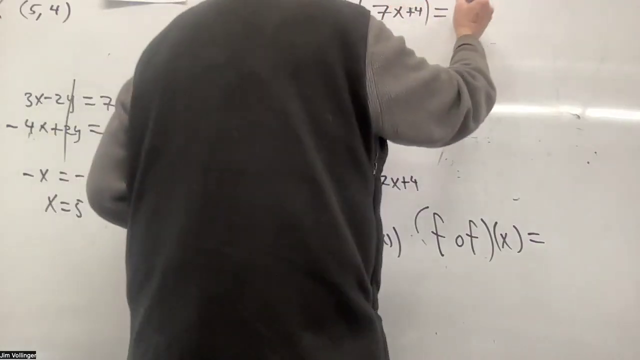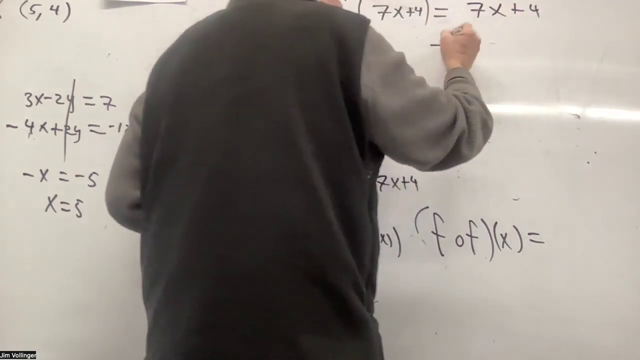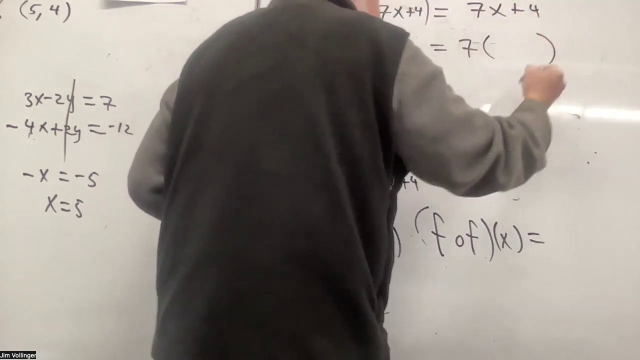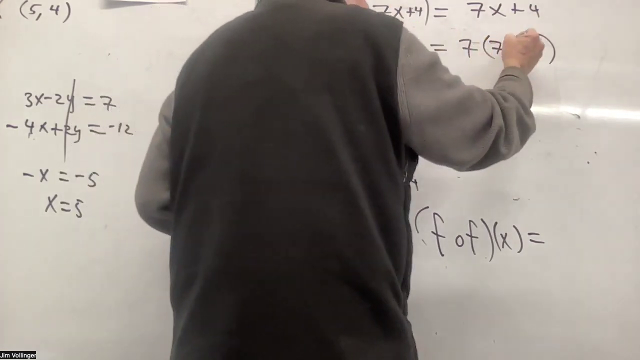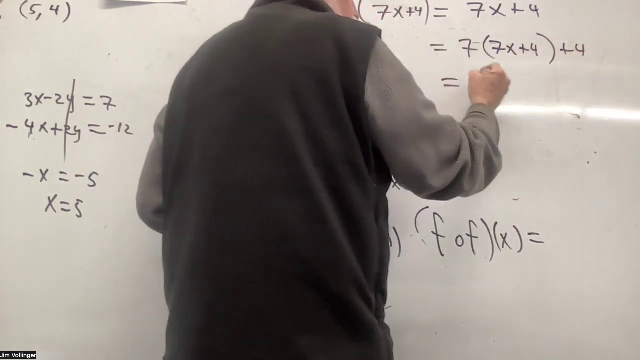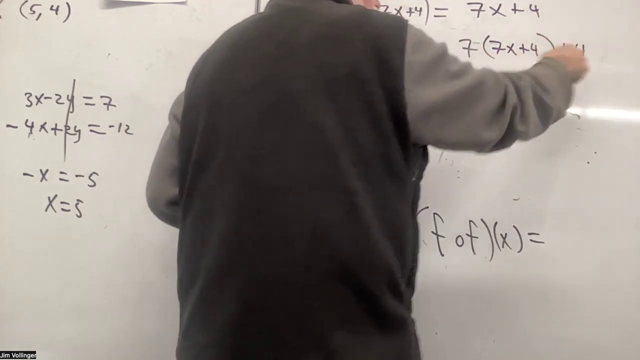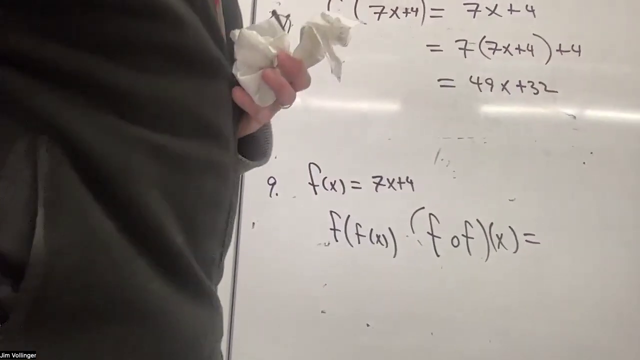And I know I'm going to plug that into 7x plus 4. And if I do, I plug that as my gateway for my evaluations. 7x plus 4, and then I got to add 4. Well, that's 49x. 28 and 4 is 32. Let's go, Renee.